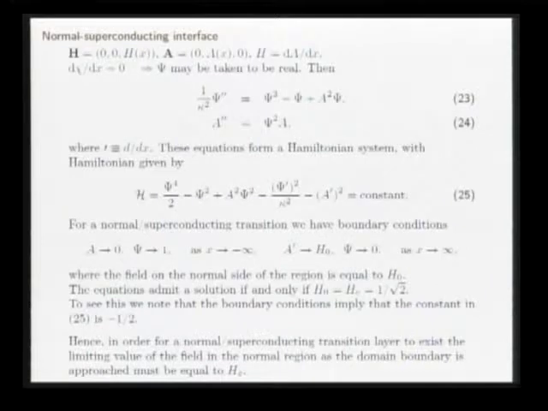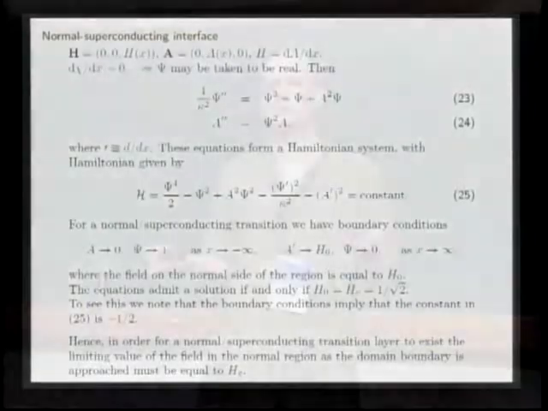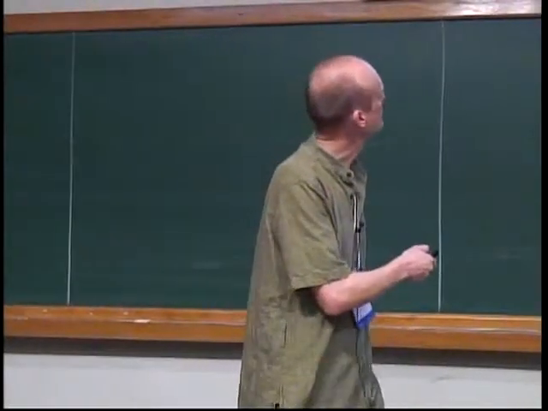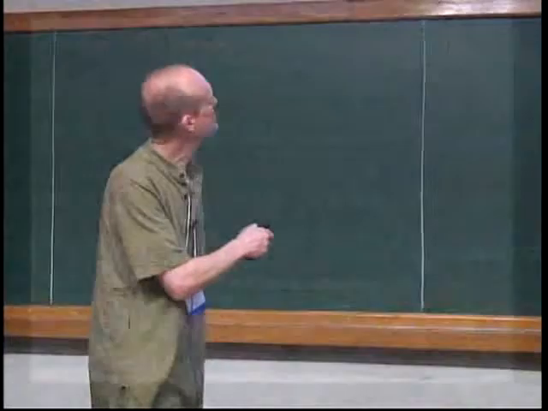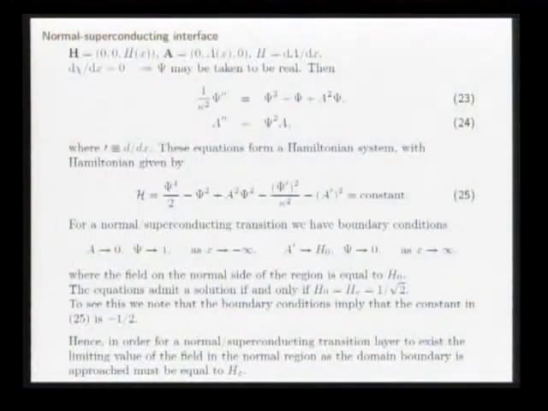That if you've got a transition between a normal region and a superconducting region, you can only have a steady transition if the field is exactly critical. And you can see that by, if you apply these boundary conditions, that tells you what this constant is. It turns out to be minus a half. If you put psi as 1, you get minus a half from these, and then these guys all give you 0. So this constant is minus a half.